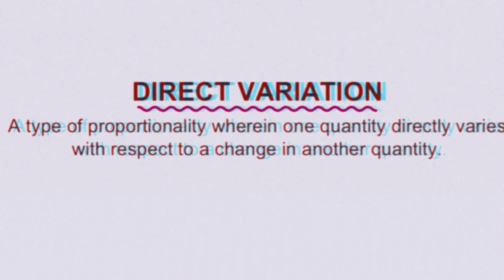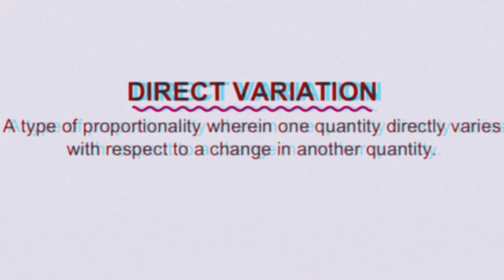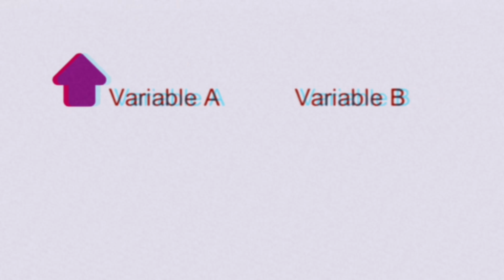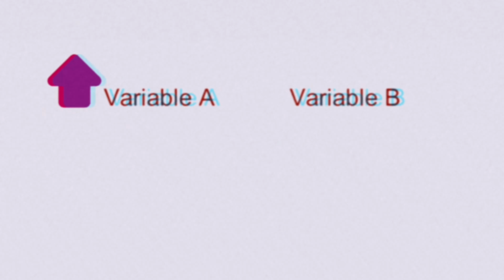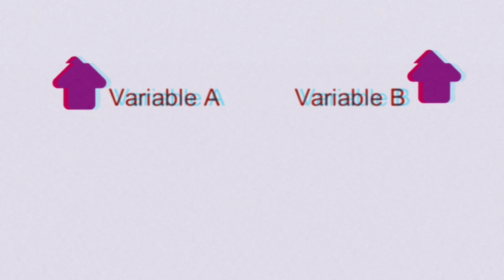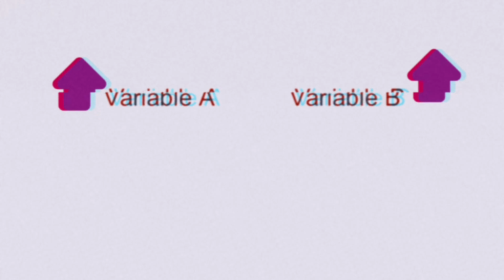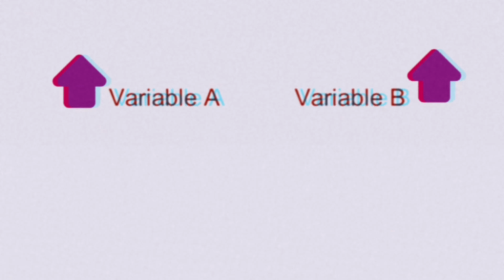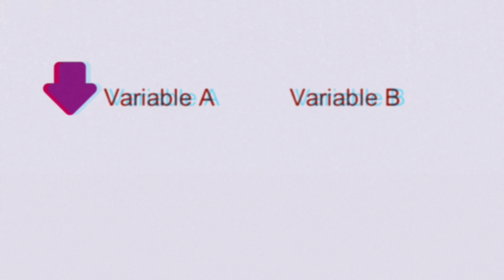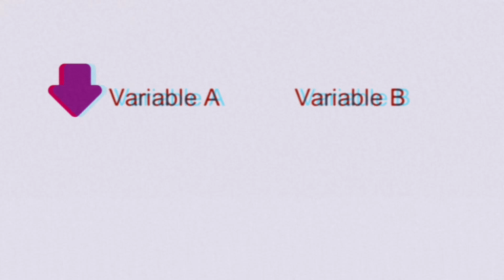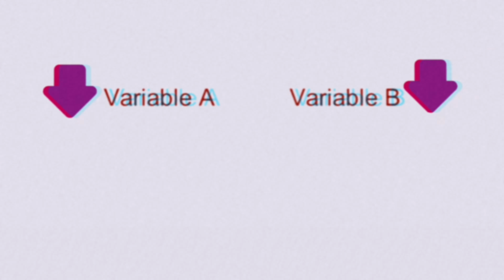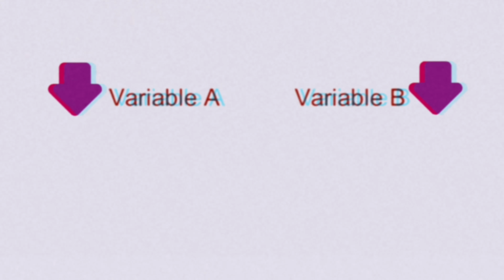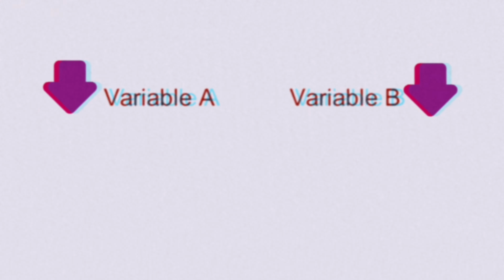To better understand this, let's look at variable A and variable B. For a direct variation, if variable A increases, variable B will also increase. Now please notice the direction of the arrow. Both of them are increasing. On the other hand, if variable A decreases, then variable B would also decrease. Again, please notice the direction of the arrow. Both of them are going down.